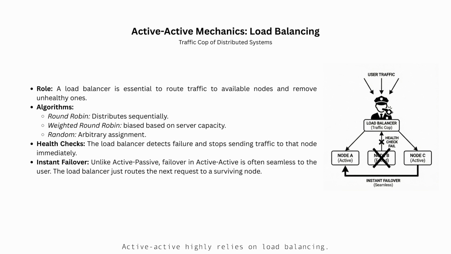Active-active heavily relies on load balancing. It's like a traffic cop. It uses algorithms like round robin and weighted round robin to spread the requests. Crucially, if node A dies, the load balancer sees it instantly and just routes everything to node B. The user doesn't experience the 60-second outage we see in active-passive.